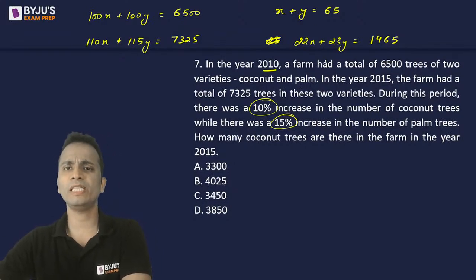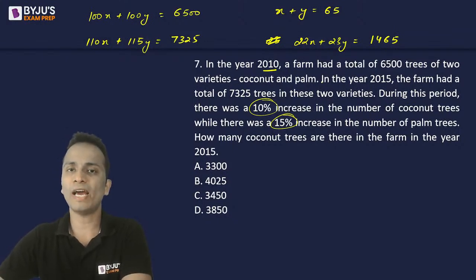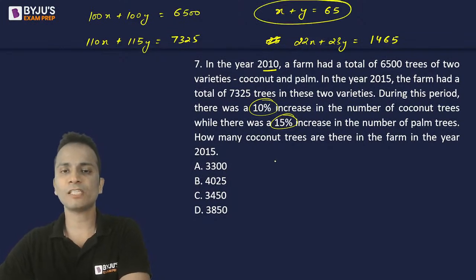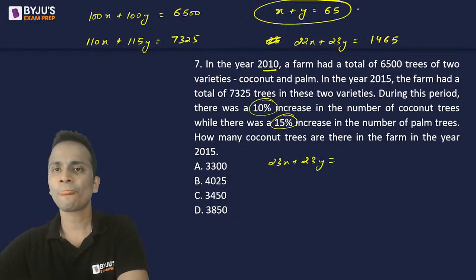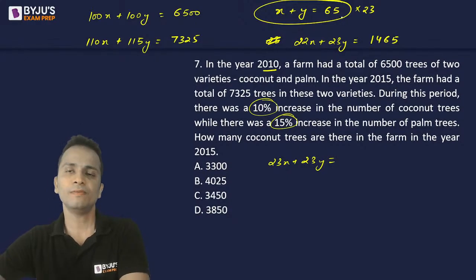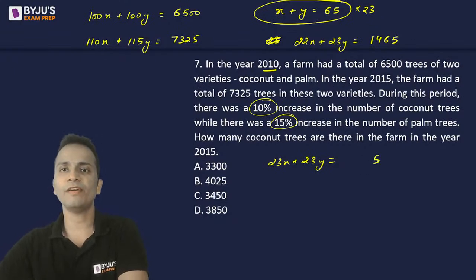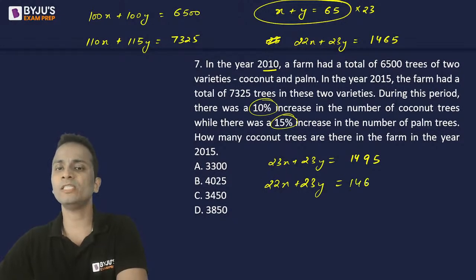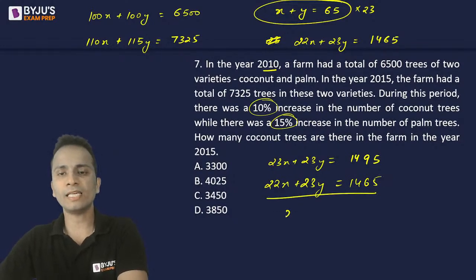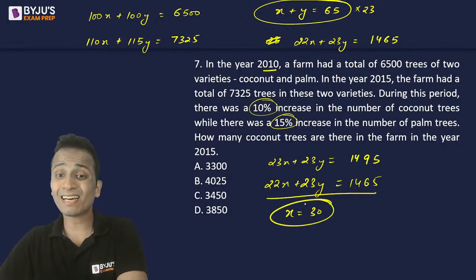Okay, so if you are clear with these equations, how many coconut trees? So I have to find out the value of coconut trees. So I'll eliminate y. Okay, so I'll multiply the first equation by 23. So 23x plus 23y is equal to 65 into 23, which is 1495, and 22x plus 23y, the second equation, is 1465. So if I subtract, I'll get the value of x as 30. X का value 30 आया है.